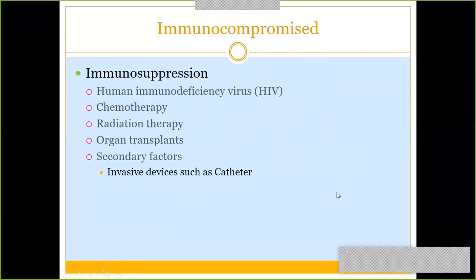So again, here's a list of things that will cause immunosuppression. So things that are happening to them that suppress the cells that they have. Chemotherapy, radiation therapy, all these things wipe out the cells in general.